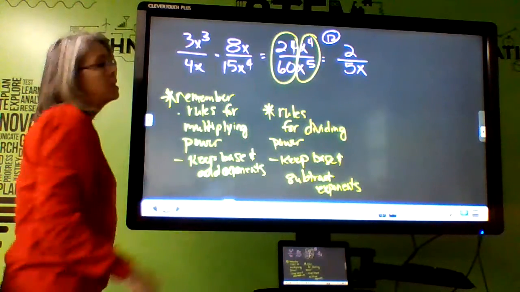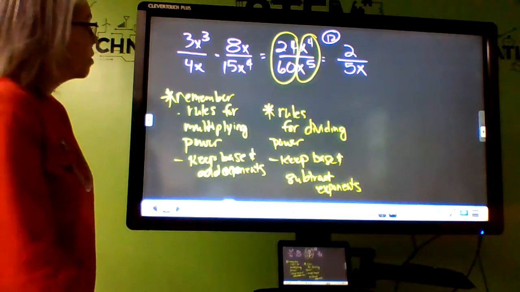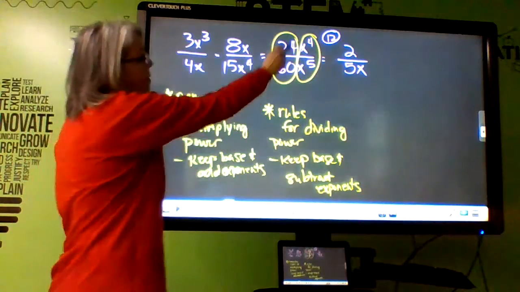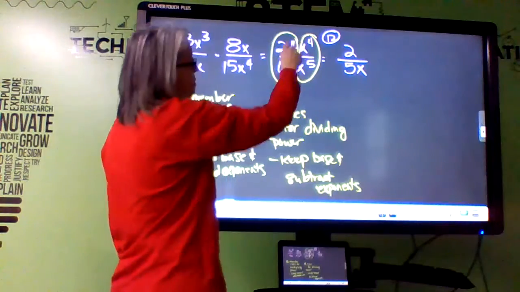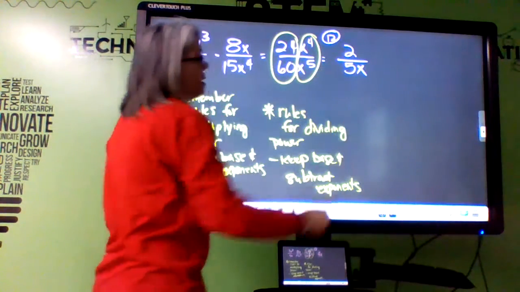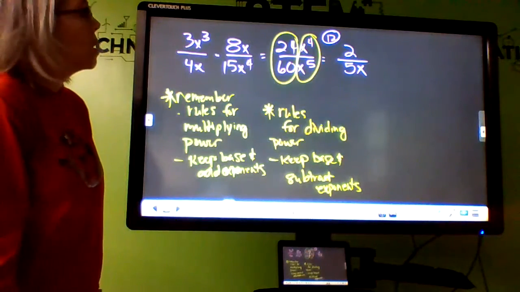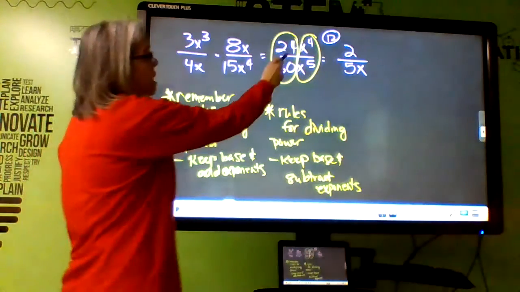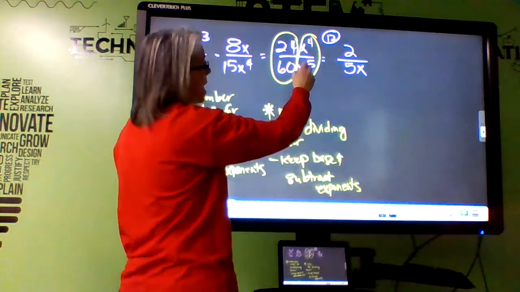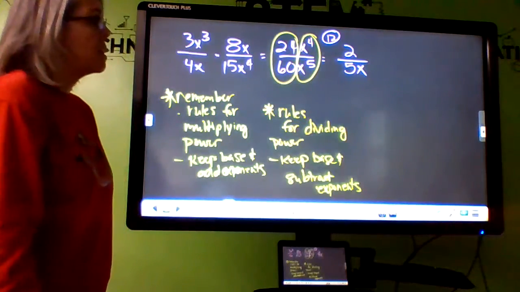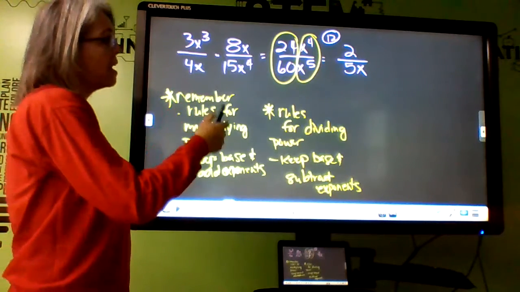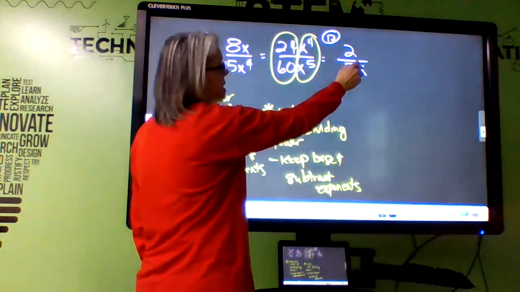X cubed times x is x to the fourth. X times x to the fourth is x to the fifth. So we can simplify our whole numbers down, we can simplify our variables down, and we get 2 divided by 5x. Hopefully everybody understands that. 2/5 is 24/60th simplified, and x to the fourth over x to the fifth: we keep the base, subtract 4 minus 5, which is a -1, which means that it's down there on the bottom.